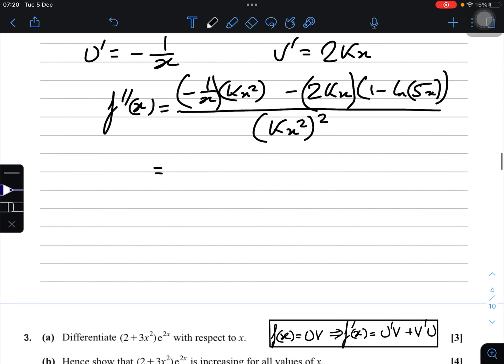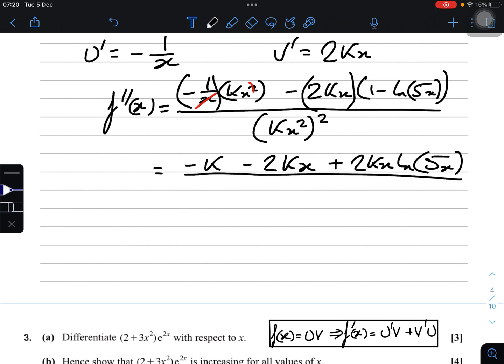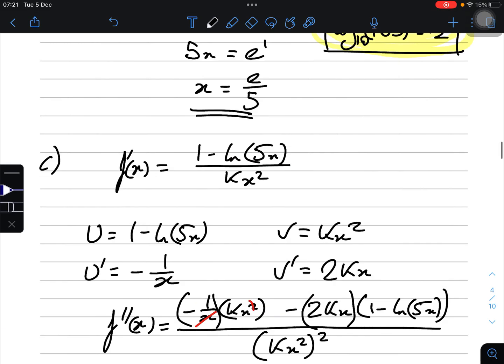And so therefore, let's do some of our obvious cancellations. Again, I can only really see one at the moment, so let's do that one. So what we're left with here is minus k minus 2kx plus 2kx ln 5x. Okay. And then this is k squared x to the power of 4.